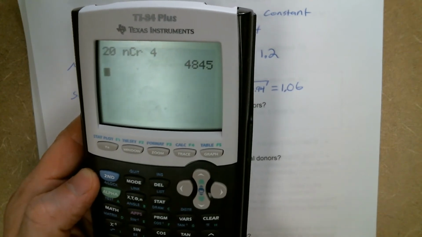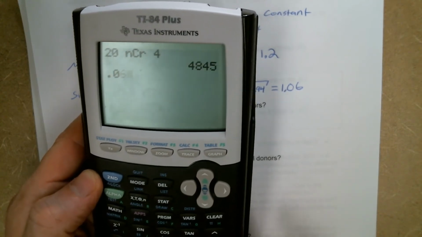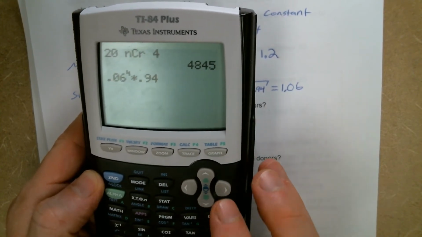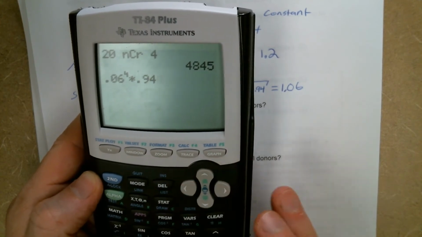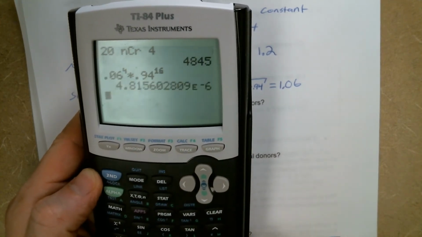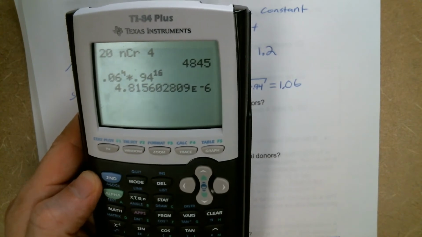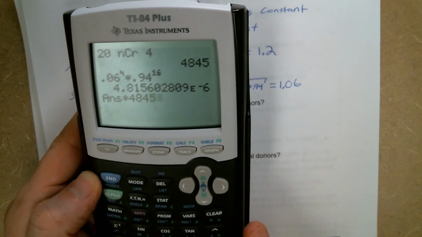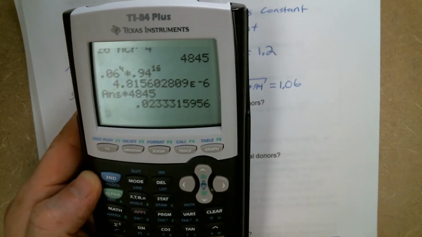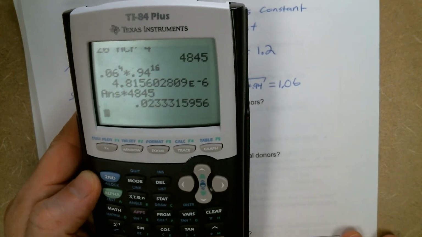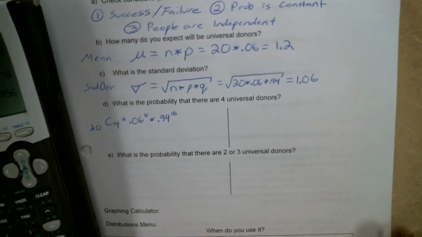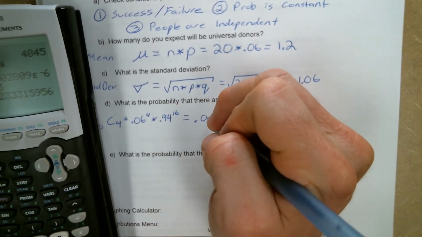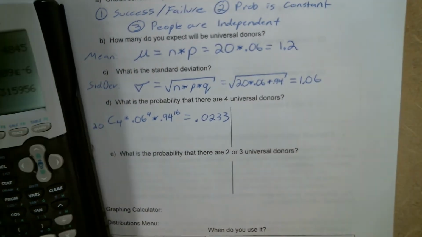Now, each of those ways has the same probability. It has 0.06 to the 4th power times 0.94 to the 16th power. So that's really small. Any one of those combinations is really small, but there's 4,845 of those combinations. So altogether, it works out to be like 2.3%, 0.0233.